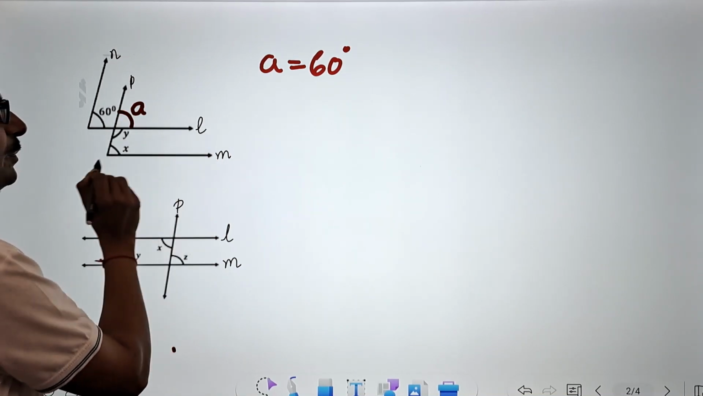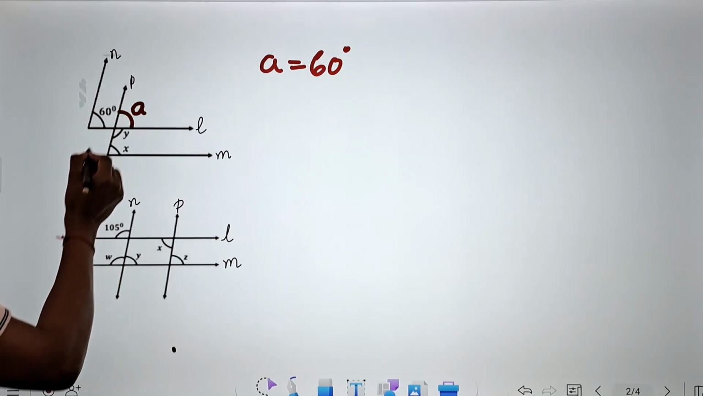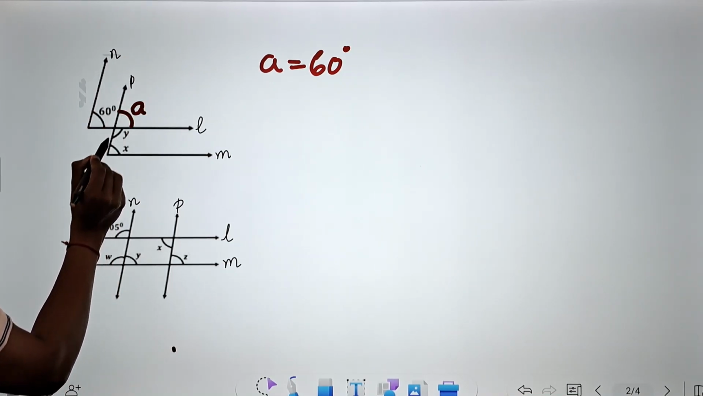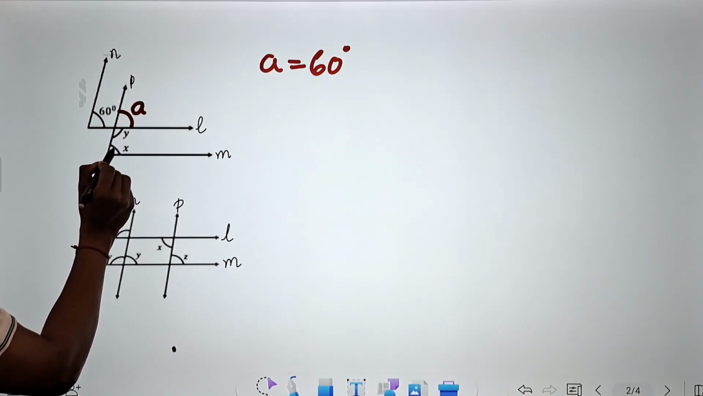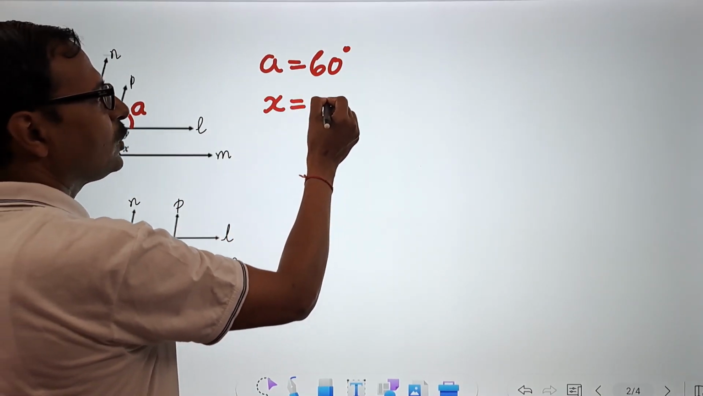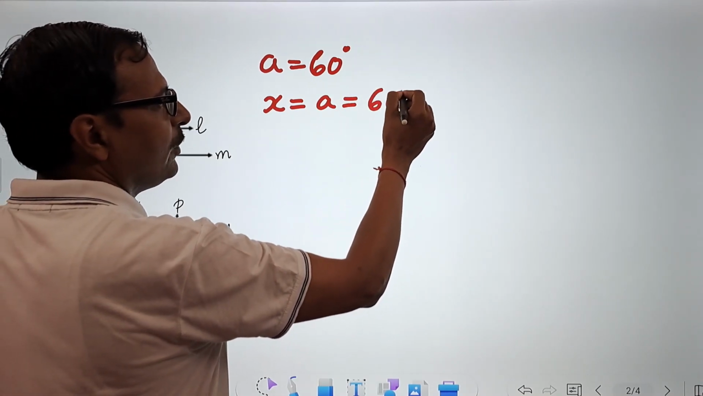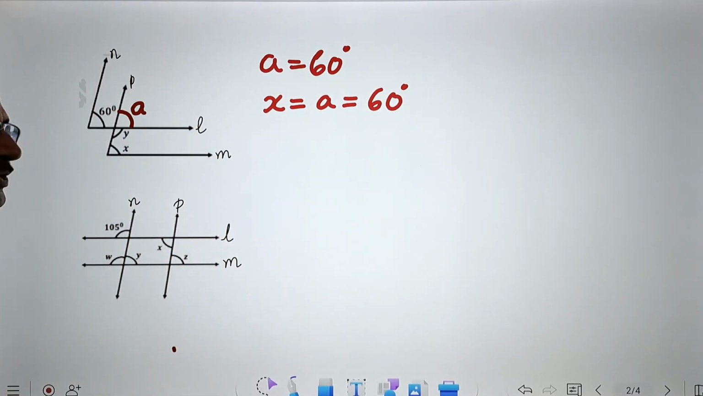Now come to this pair of parallel lines L and M intersected by this transversal. So we have A and X. They are also corresponding angles. And therefore, X will be equal to A, and since A is 60 degree, X will also be 60 degree. So we found out X now.